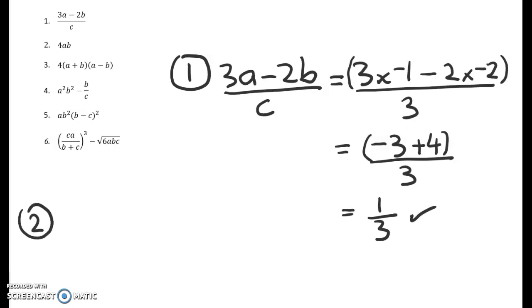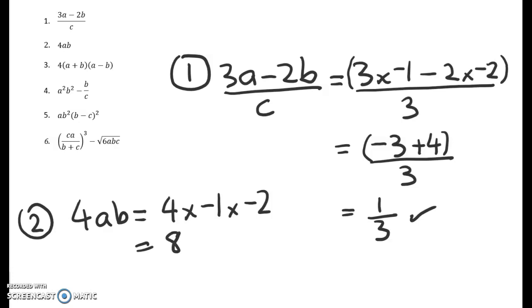Number 2, 4ab is equal to 4 times -1 times -2. A negative times a negative is a positive, so the answer to that one is simply 8.